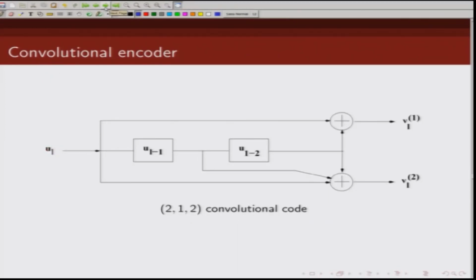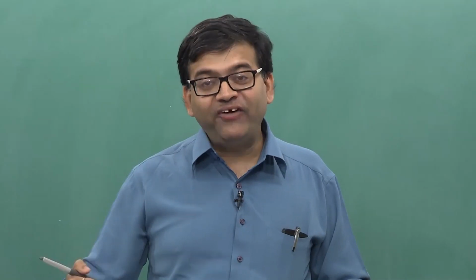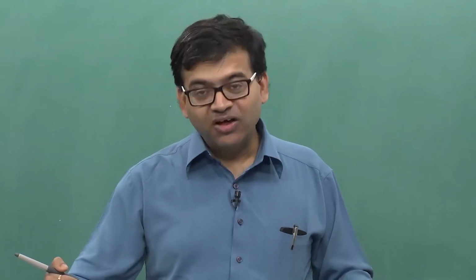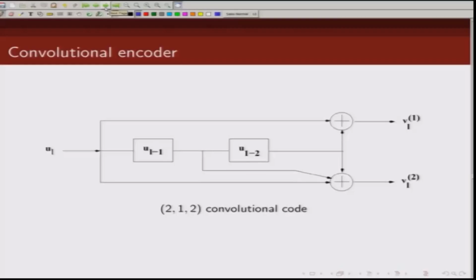Now, let us take an example to illustrate how we can find the weight enumerating function of a convolutional code. So, we are going to consider a rate 1 by 2 convolutional code whose memory is 2. So, this is the convolutional code.